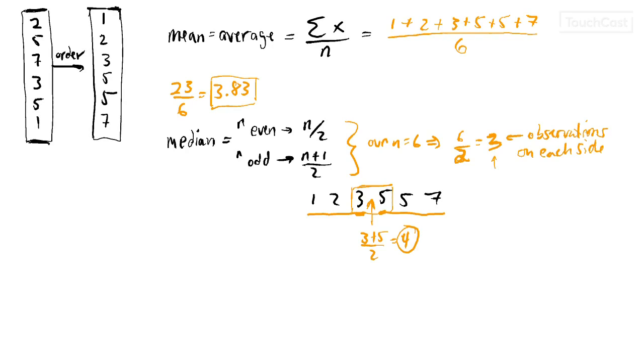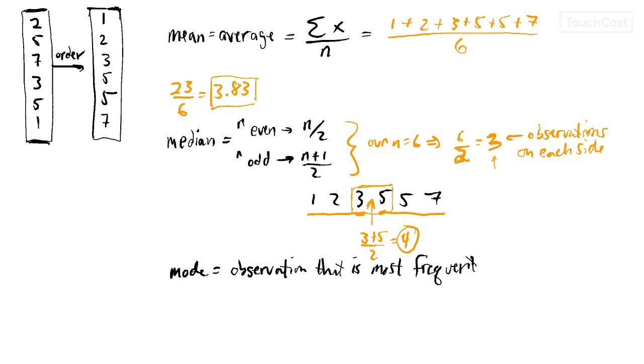The mode is simply the observation that is most frequent. So in this case, we have a set of numbers. We have 1, 2, 3, 5, 5, 7. So in our case, the mode would be 5 because 5 is repeated twice. So the frequency that we see the number 5 is higher than the frequency that we see any other number there.